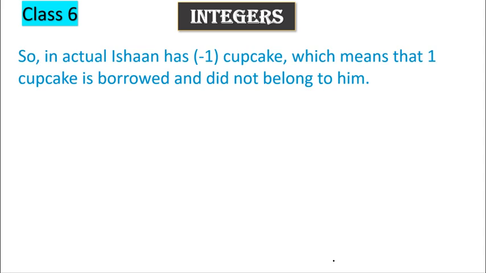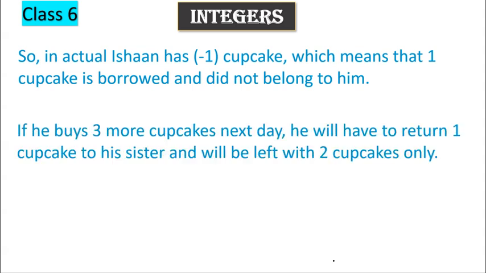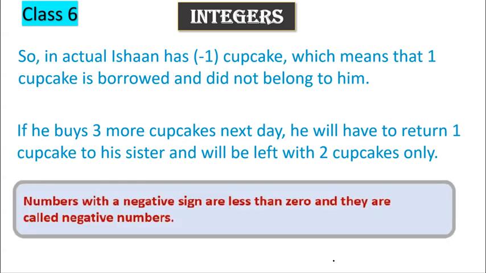So in actual, -1 cupcake, which means that the one cupcake he has borrowed, he was not having that. It does not belong to him. So in actual, he had only 3 cupcakes and he will have to return one cupcake to his sister. So he will be left with 2 cupcakes only. The numbers with a negative sign are less than 0. They are called negative numbers.